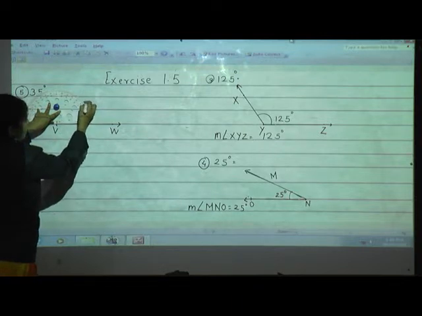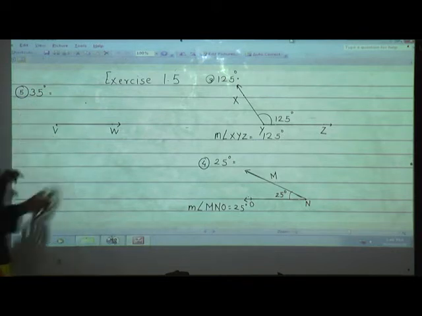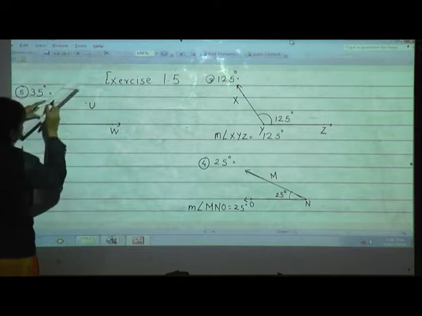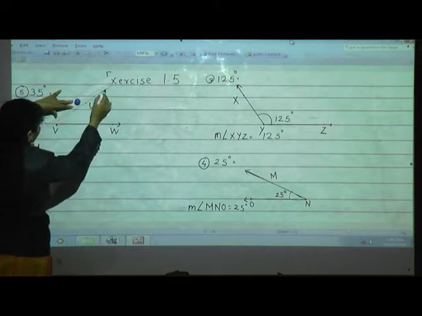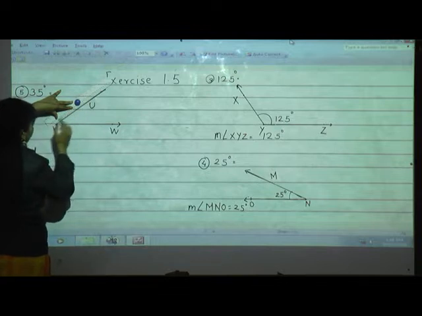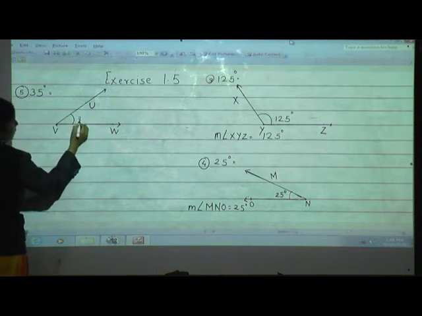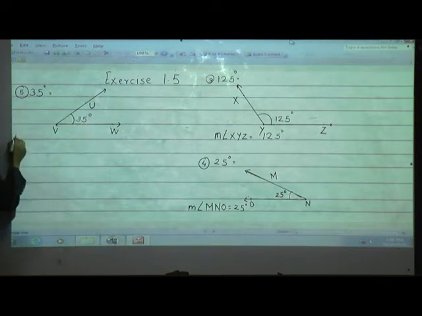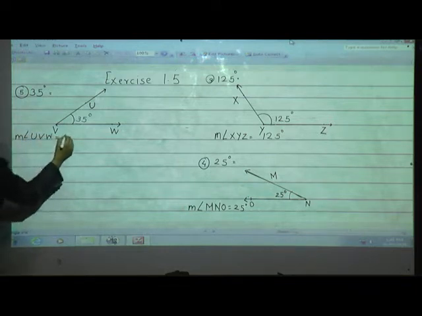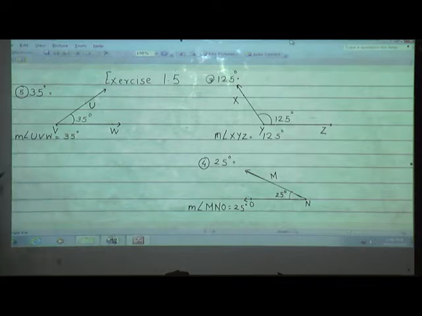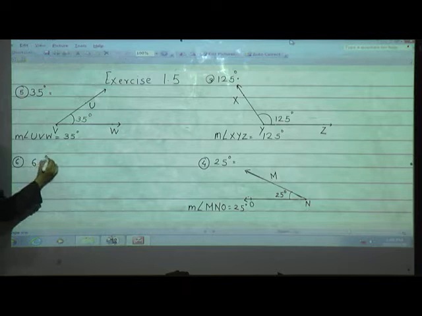So make a dot, join it, give it the name U, and join this. See students, we got our angle UVW of 35 degree. Right here, measure of angle UVW is equal to 35 degree. Now next one, sixth one, 60 degree.